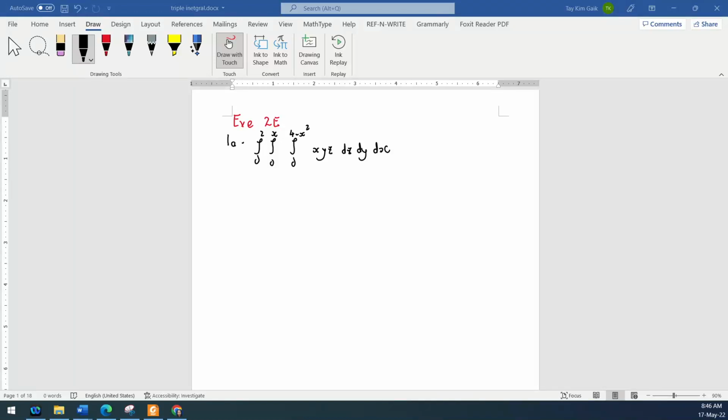So this is a direct question for triple integral. In a triple integral, you have three integrals, and you add in one more variable, which is z. So you integrate dz dy dx. To evaluate a triple integral, you start from the innermost one. So with dz dy dx, we evaluate with respect to z first.